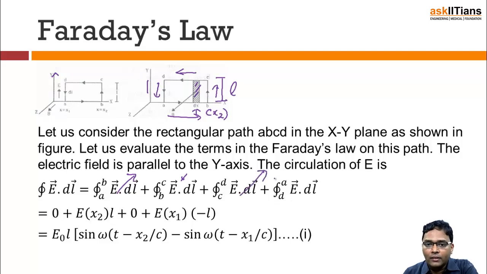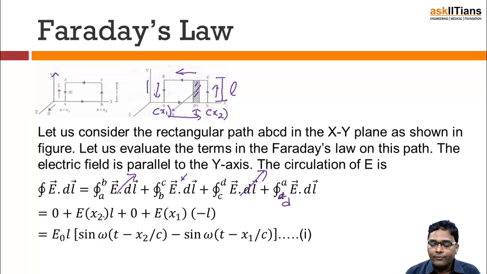Then the next one should be between D to A. Yeah, it is D to A, sorry. If it is D to A, obviously the electric field is going along the positive y-axis and the circulation is taking place along the negative direction. So this results in negative, and it's also going to be a function of x1. x1 is nothing but A, x2 is nothing but B. We'll just be substituting that.